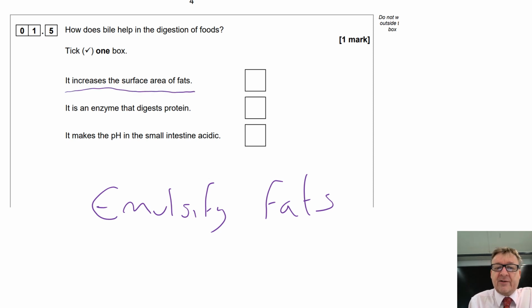How does bile help digest food? Increases the surface area of fats. It is that. It is definitely not an enzyme, and there's a big clue with enzymes, because enzymes usually end with ASE. It makes the pH of the small intestine acidic? No, because what it also does is neutralize the acid from the stomach to make it neutral.